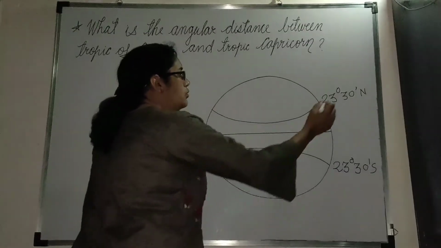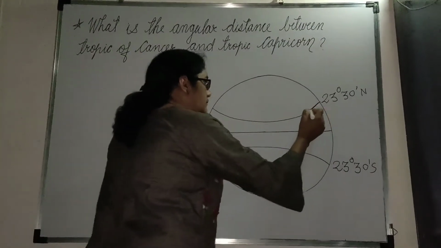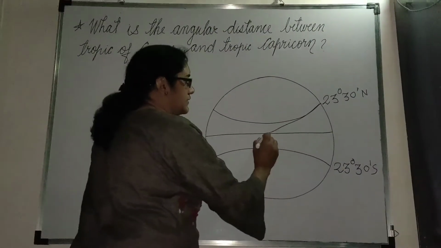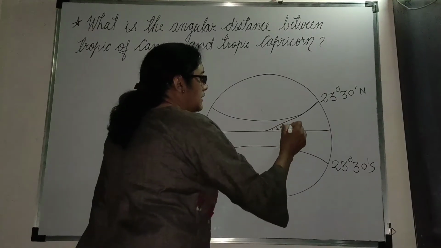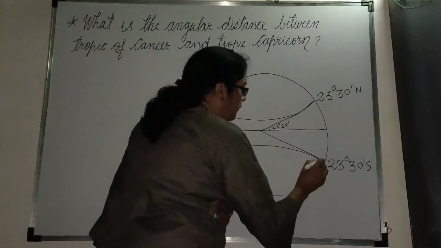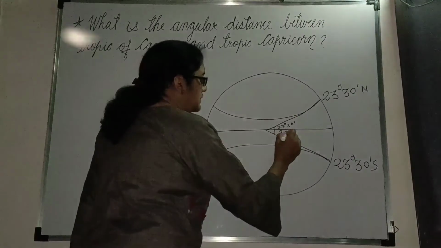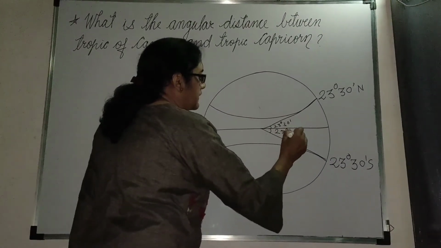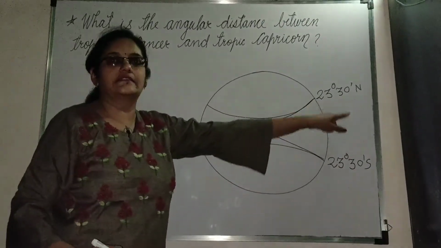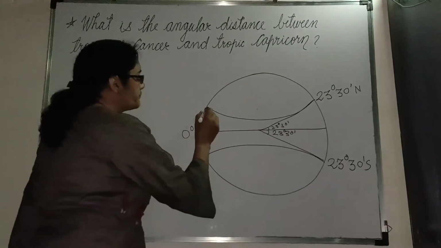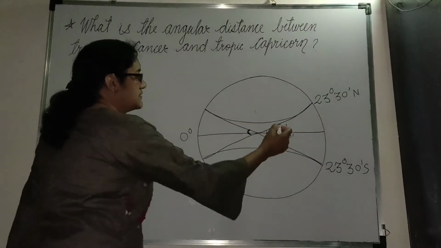And how did we get this 23 degree 30 minutes? When the angle was measured with the help of protractor from equator, we got this value 23 degree 30 minutes, and same way for the Tropic of Capricorn. Now the question is the difference between Tropic of Cancer and Tropic of Capricorn. So what am I supposed to do? I have to add these two values. How will I add? Then I will get the total angle, this plus this.